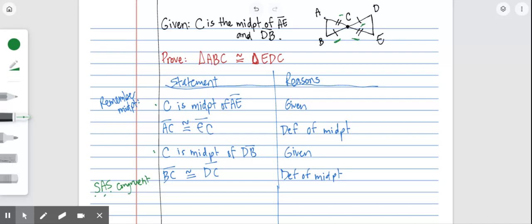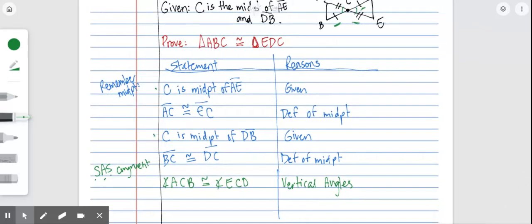And I know that they're vertical angles. Angle ACB is vertical to... Actually, I'm not going to say that. Sorry, I decided I'm going to do angle ACB is congruent to angle ECD, and that's because of vertical angles. Because they're vertical angles, which means now I've got this angle in between.